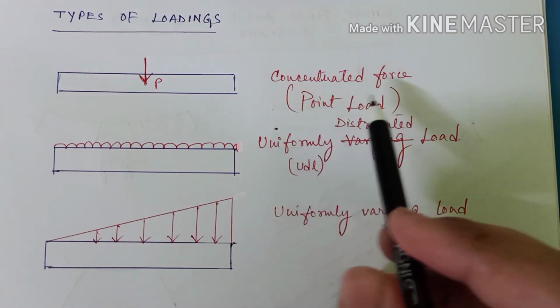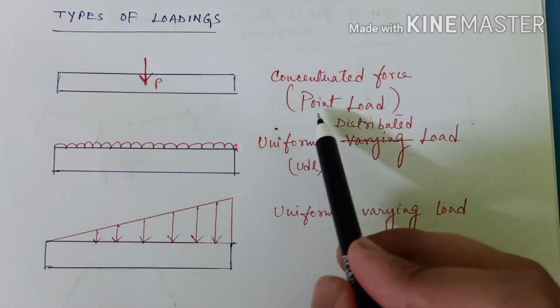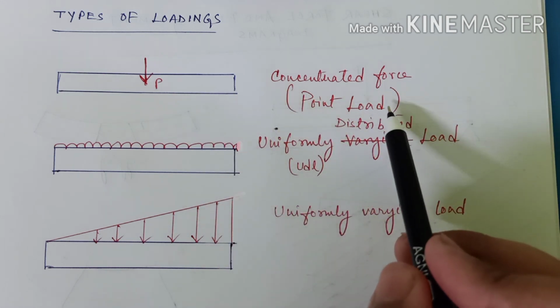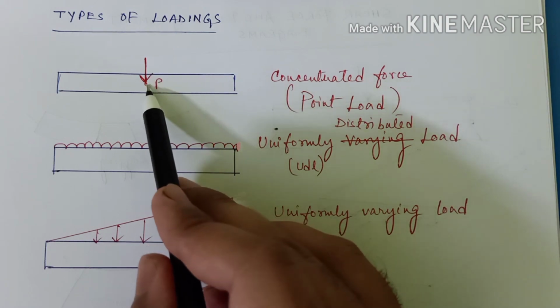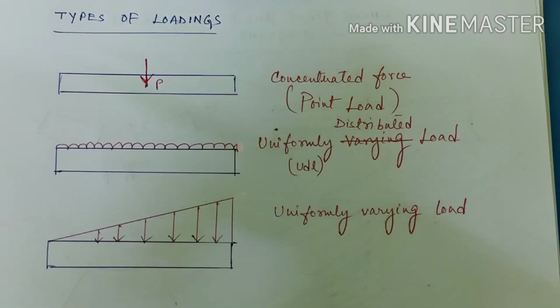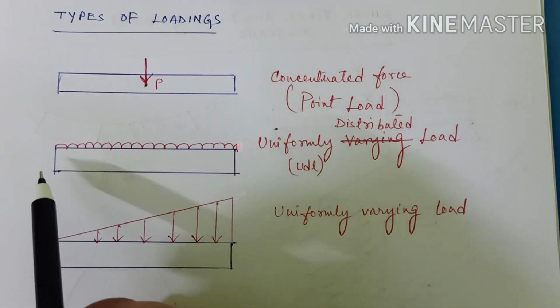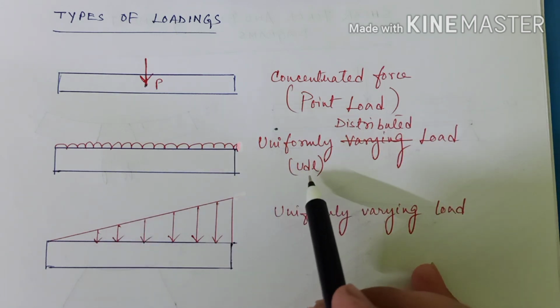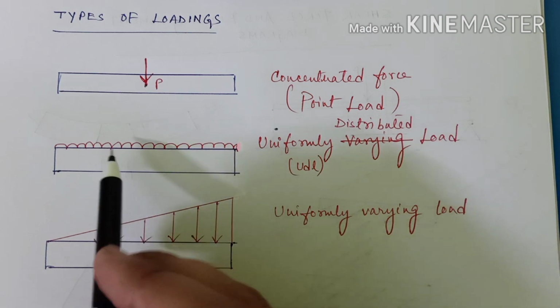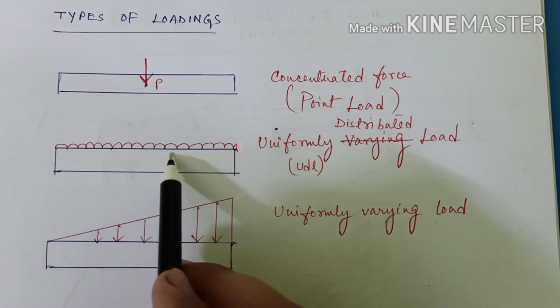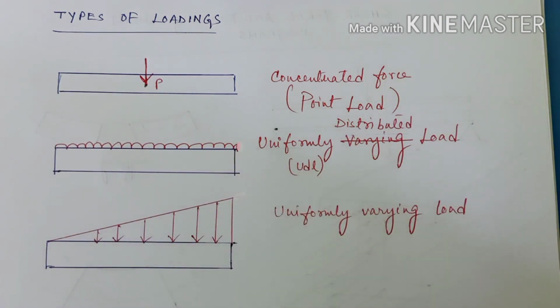So the very first one is concentrated force, or basically we can also call it point load. As the name suggests, the force will be acting only at a point, right? The second kind of loading that we can have is a UDL, or uniformly distributed load. Basically, in this case all the portions of the beam will be under an equal force, right?